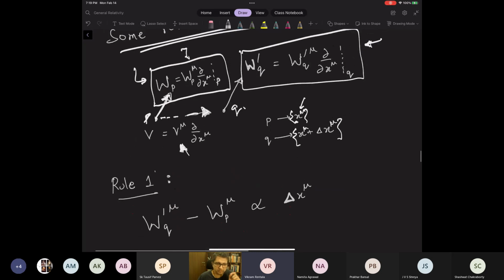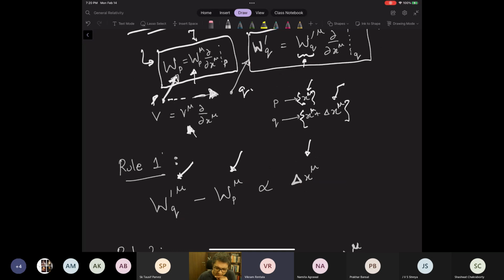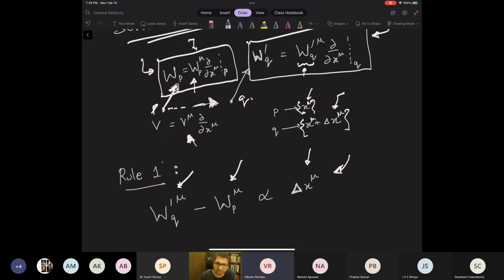Now our first rule, and this seems like quite a reasonable rule, is that in this coordinate system, in a particular coordinate system that we're choosing, we'll take w prime q mu, this component of this vector, and this component of this vector, and we'll say that the difference should be proportional to this small displacement of coordinates. That seems like a very reasonable thing. In the limit that this displacement goes to 0, you should not have any change in the vector. That's a reasonable rule to have.